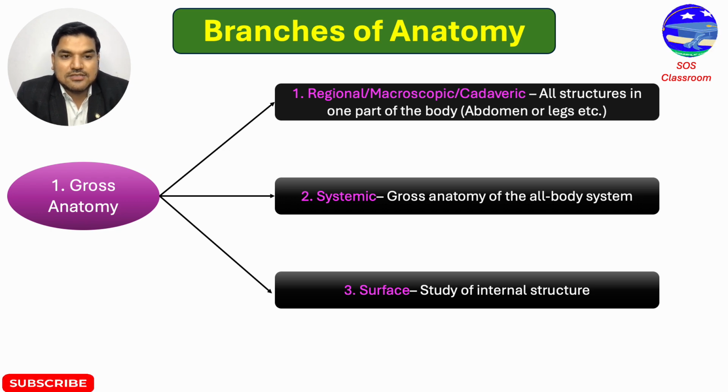Next, another type of the gross anatomy is the systemic anatomy. Systemic anatomy means you are studying the whole body systems. All are the body systems. There are 11 body systems we will discuss later. Then all the body systems you are studying come under the systemic anatomy. And last is the surface anatomy. Study of internal structures, how the internal structures form in your body, that comes under the surface anatomy. So these are the divisions of the gross anatomy, that is regional, systemic and surface.